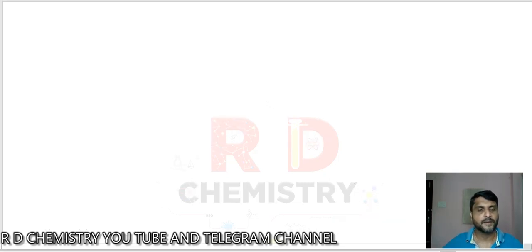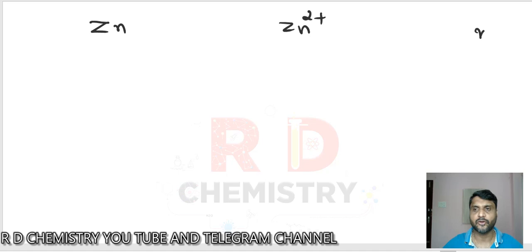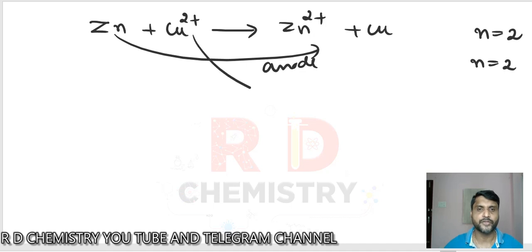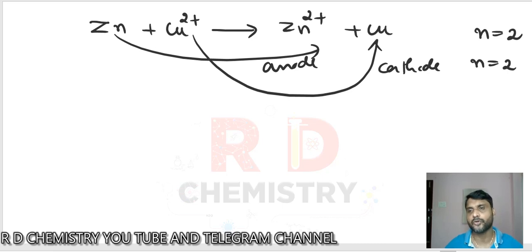Consider the Daniell cell, a galvanic cell. Zinc undergoes oxidation to give zinc 2 plus, correct? The number of electrons lost is equal to 2. And copper 2 plus, in the form of copper sulfate, becomes copper, correct? So here also electrons gained are equal to 2. So the N value will be 2 here. Zinc undergoes oxidation at the anode and copper undergoes reduction at the cathode, correct? So there is the anode, there is the cathode, but the N value is equal to 2 in both cases here.